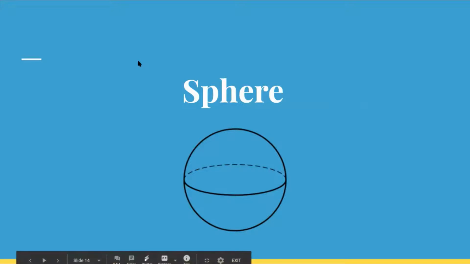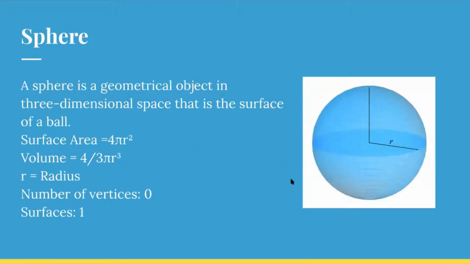Okay, so now we have sphere. A sphere is a geometrical object in three-dimensional space that is the surface of a ball. The surface area formula is 4 pi r squared, and the volume formula would be 4 over 3 pi r cubed. And in this case, r equals the radius, and it does not have any vertices, and it only has one surface.